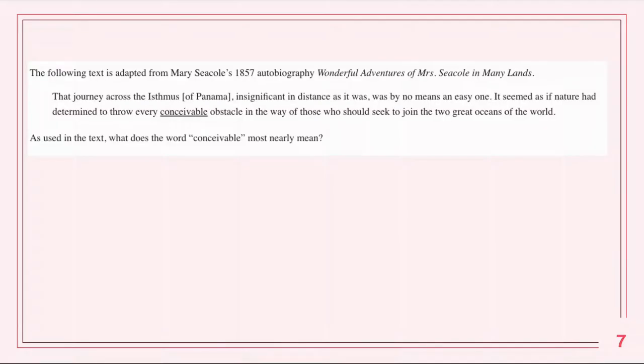Okay, this is our last one. So the following text is adapted from Mary Seacole's 1857 autobiography, Wonderful Adventures of Mrs. Seacole in Many Lands. Okay. The journey across the Isthmus of Panama, insignificant in distance as it was, by no means an easy one. This journey was not an easy one. It seemed as if nature had determined to throw every conceivable obstacle in the way of those who should seek to join the two great oceans of the world.